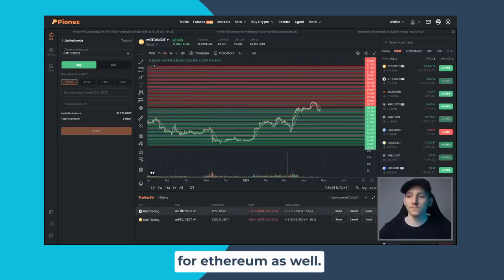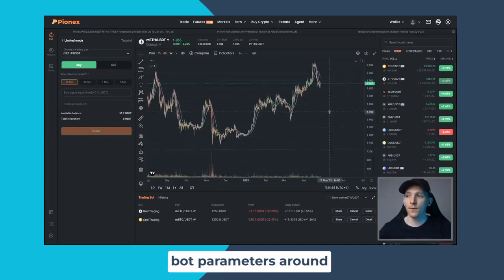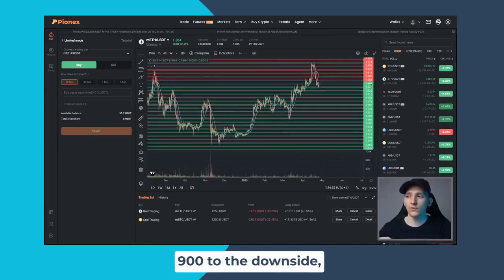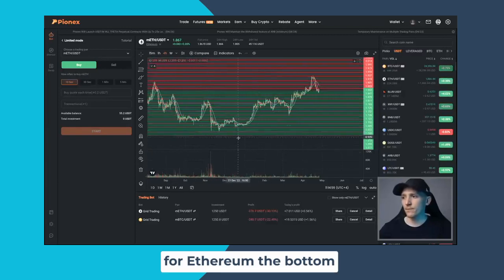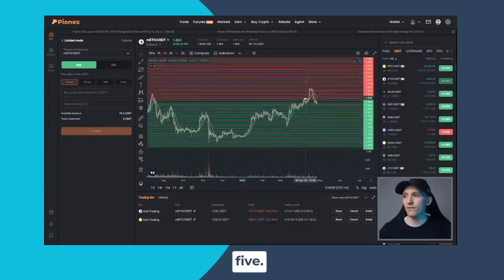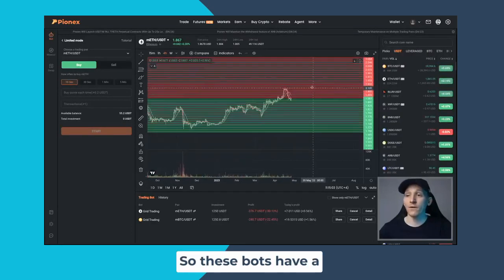For Ethereum as well, I started this bot at a lot higher price for Ethereum, and I set the bot parameters around 900 to the downside, something like that. For Ethereum, the bottom price is around 975, and then the top price right here is around 3,000. So these bots have a very wide range.